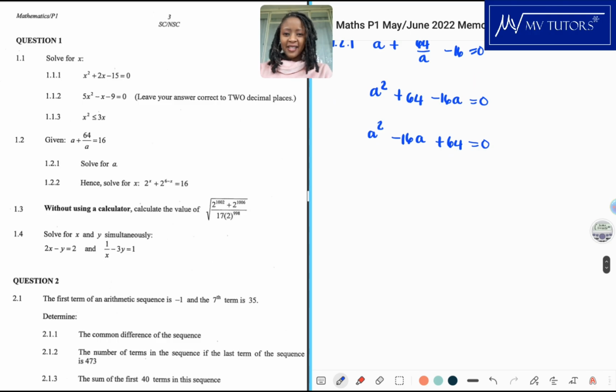In this case, it's up to you whether you want to use the quadratic formula or you want to use factors. Okay, so I'm going to go with the factors one. So I have 1 and 64, 2 and 32. They don't give me 16. 3, no. 4 and 16.